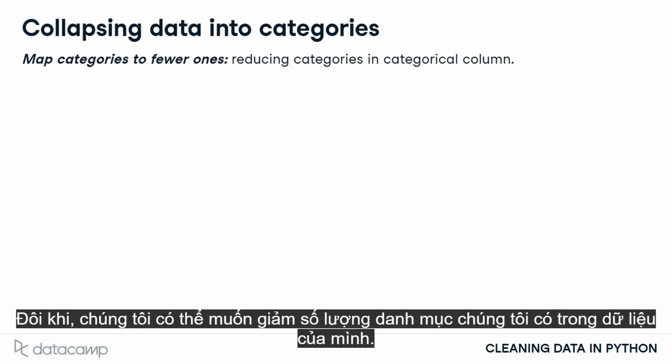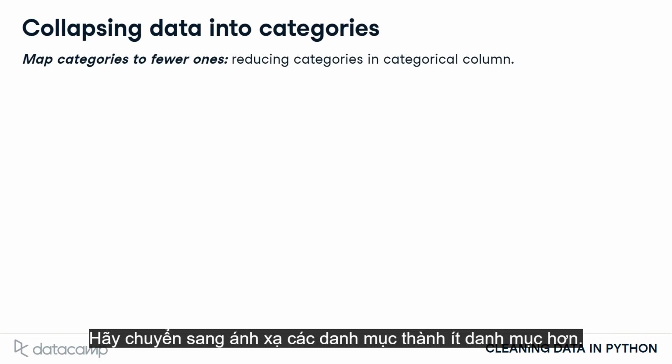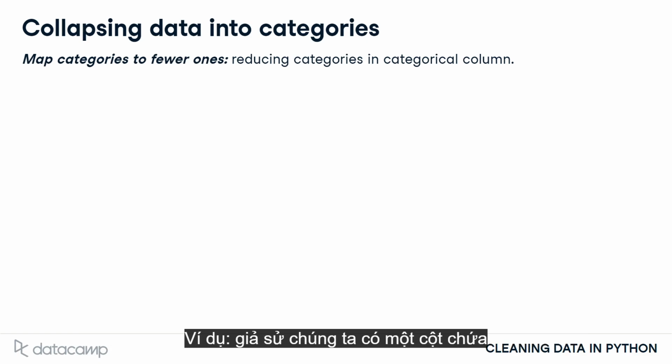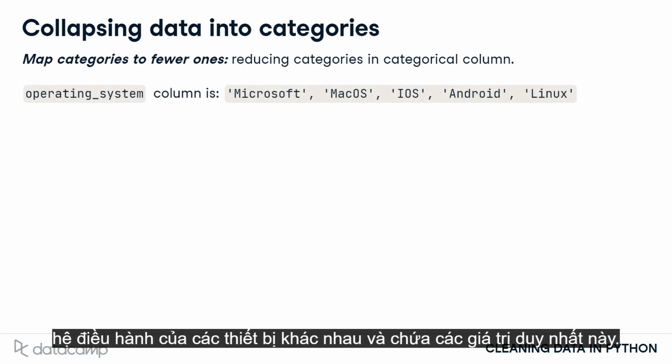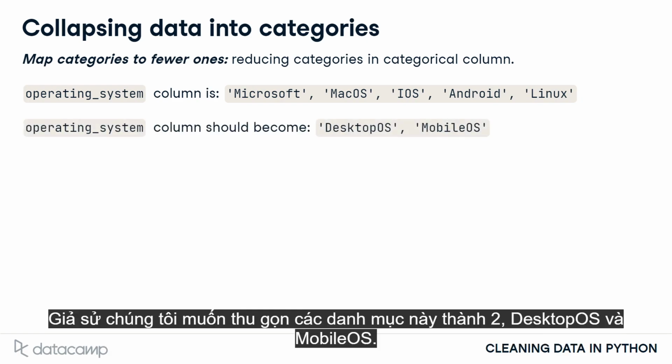Sometimes we may want to reduce the amount of categories we have in our data. Let's move on to mapping categories to fewer ones. For example, assume we have a column containing the operating system of different devices and contains these unique values. Say we want to collapse these categories into two, desktop OS and mobile OS.